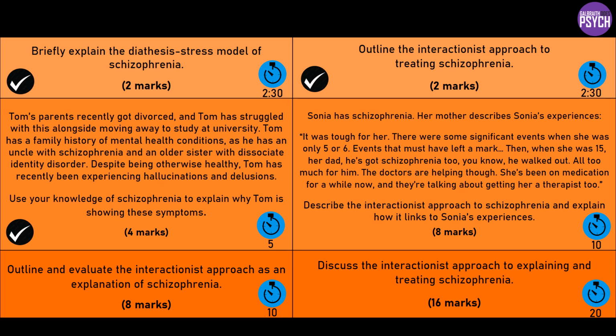Now let's tackle the last part of the STEM. We're talking about medication and therapy. That sounds like combination treatment, which is the interactionist approach to treating schizophrenia. So we're going to describe what that means. We did that a minute ago in the 2 marker. And then we're going to make some links.